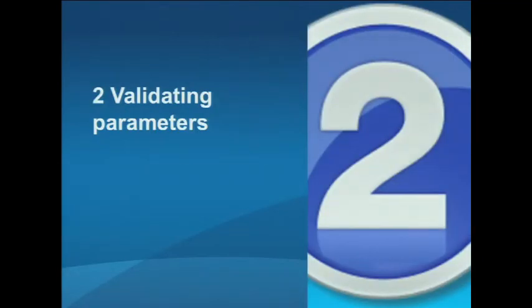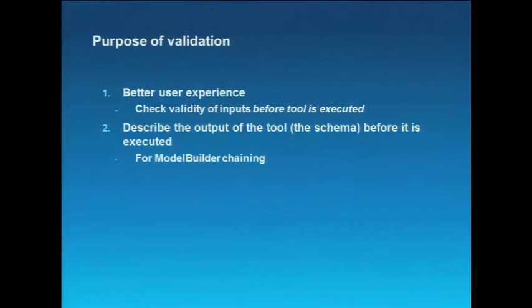So the next part of this is validating parameters. Why do we validate? It's a better user experience. We check the validity of all the inputs before the tool is executed. So if I'm asking you for a number between 1 and 100 and you give me 101, I'm not even going to execute. You push the OK button, it says, I can't execute. I want a number between 0 and 100. You just gave me 101.